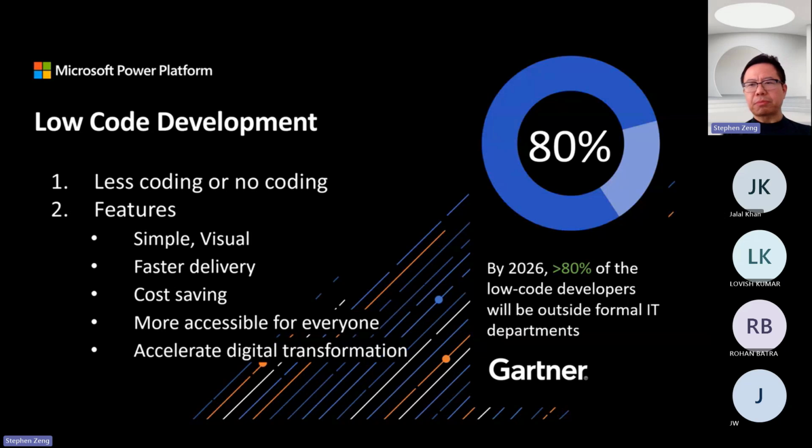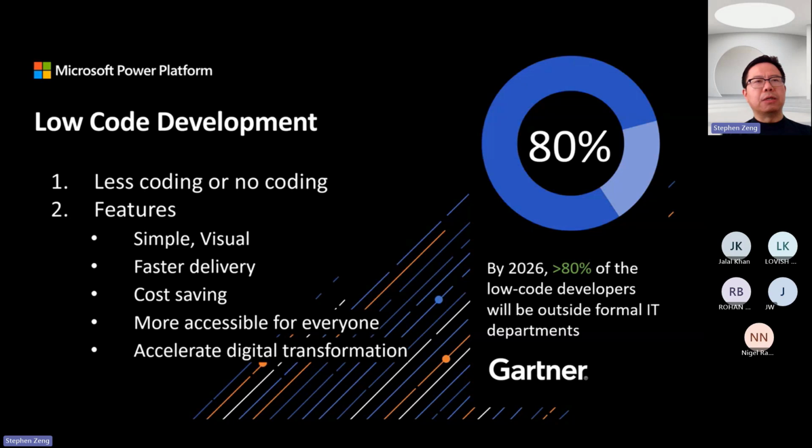And Gartner also predicts that 70% of new apps developed by enterprises will use low-code or no-code technologies by 2025. So more and more people will be using low-code development for building digital solutions or enterprise applications, right? So that also helps to accelerate digital transformation in organizations.